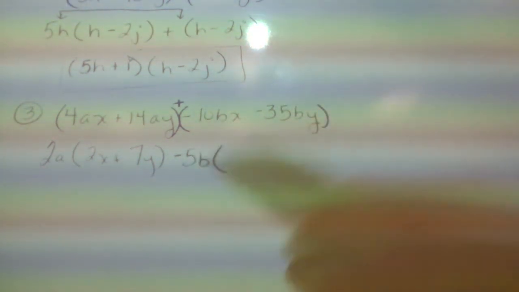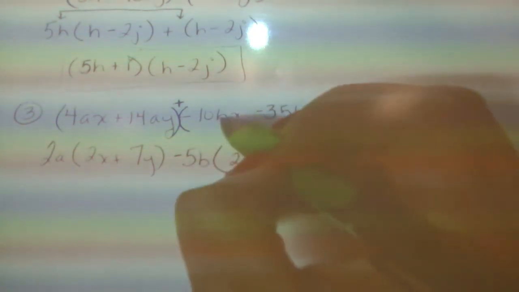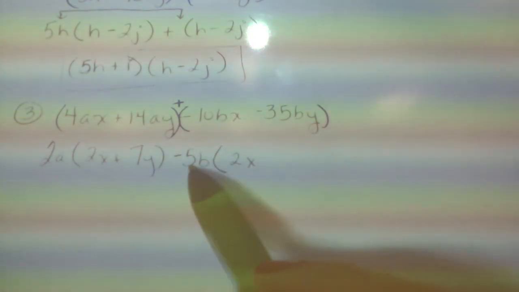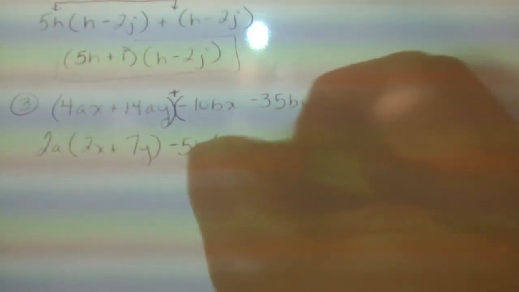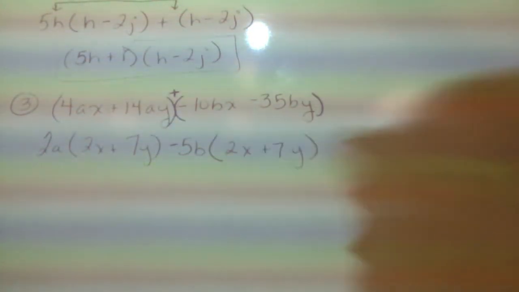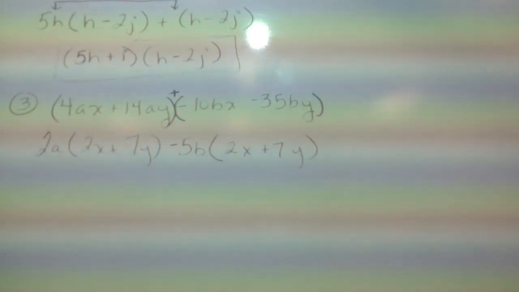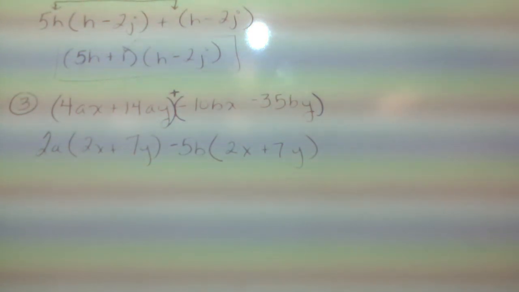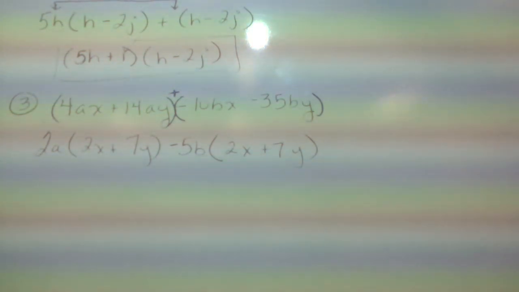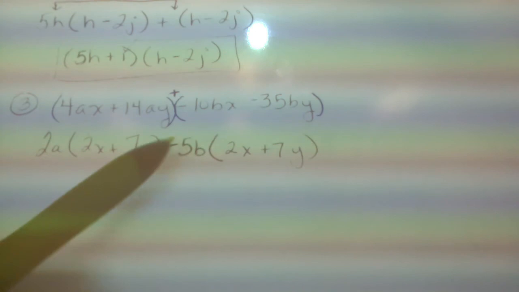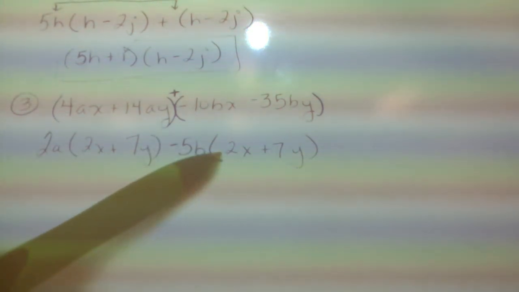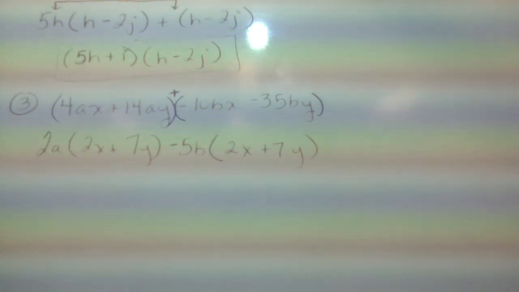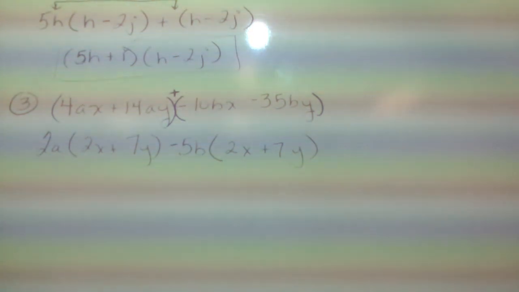So negative 10 divided by negative 5 is a positive 2. The b's cancel. I'm left with x. Negative 35 divided by negative 5 is a positive 7. The b's cancel. I'm left with y. So if I now take a look, it's exactly the way I want it. It's 2x plus 7y. They're both positive. If you did not take out this negative and you left it a positive, I would be left with a negative here and a negative here, and then you'd have to factor out the negative for another step, basically.